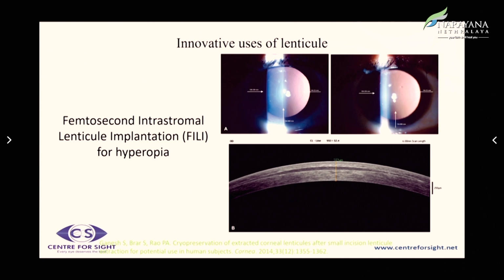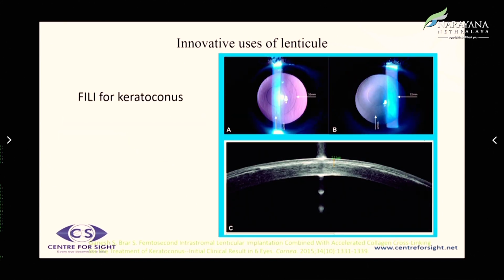Shri Ganesh et al. have described what is known as FILI, wherein for plain hyperopia without astigmatism, you are putting the lenticule in a pocket that has been created to take care of hyperopia. Similarly, the same has been used as an additive procedure for keratoconus by Shri Ganesh et al., where you are using a lenticule that has been taken, or you are fashioning a small lenticule, and putting it in a case of keratoconus to increase the thickness of the cornea, and they have reported good results with this technique.